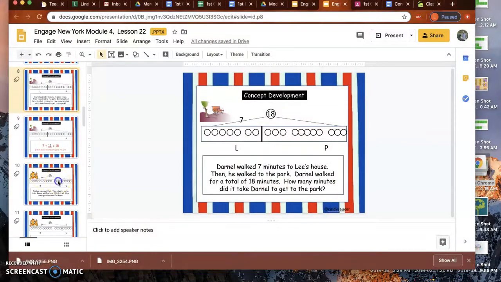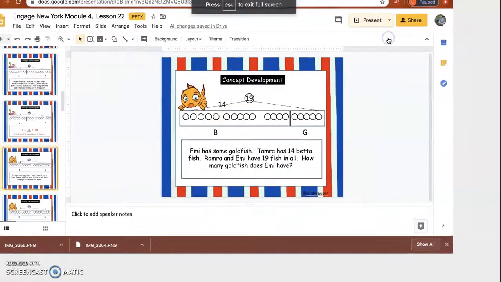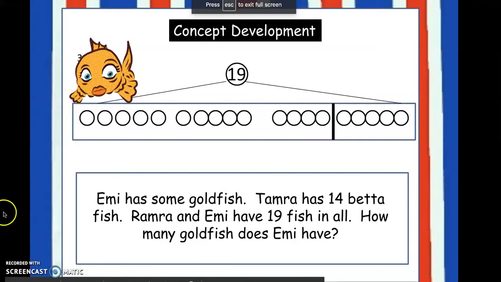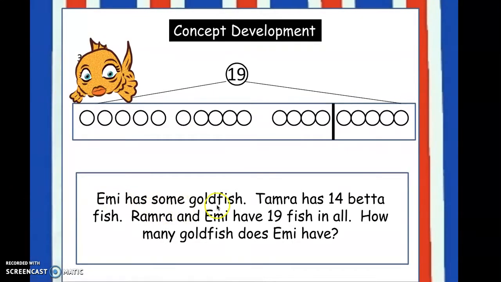All right, if you need more time, go ahead and pause the video. I'm going to move on. All right, our last problem is about Emmy. It says Emmy has some goldfish. Tamara has 14 beta fish. Tamara and Emmy have 19 fish in all. How many goldfish does Emmy have?